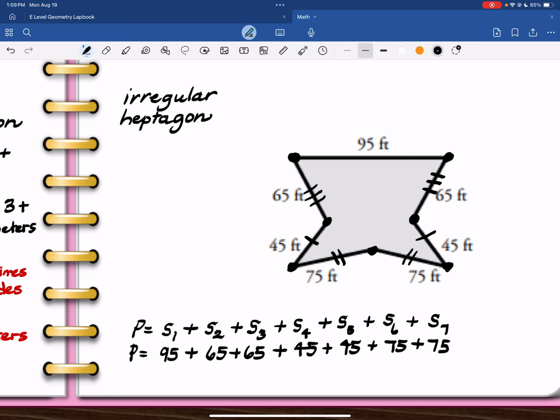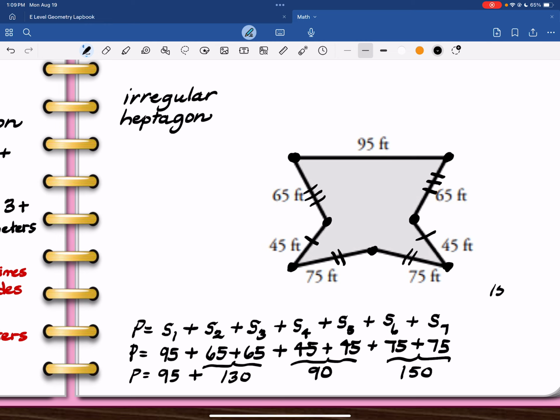So here's how I would do it. I would take those two 65s and put those together. So that's 130. And then 45 and 45, that's 90. 75 and 75 is 150. And then I have this one. If you have a calculator, use it.